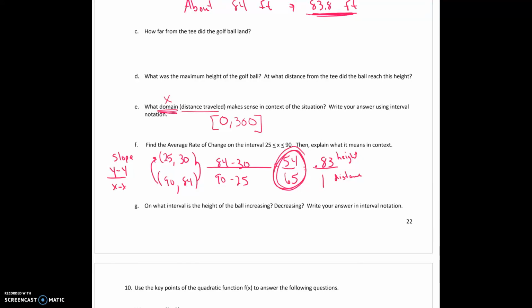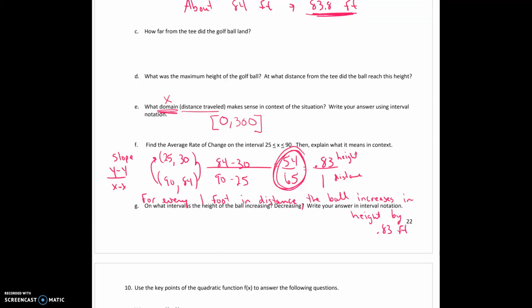So to explain this, I'll just say for every 1 foot in distance, the ball increases in height by 0.83 feet. Okay? G is increasing and decreasing.